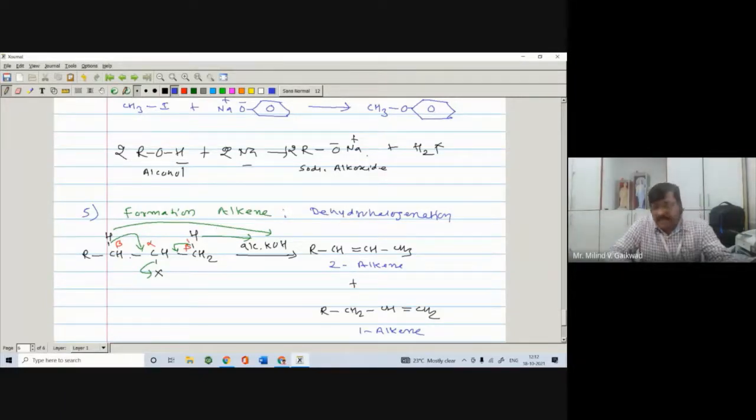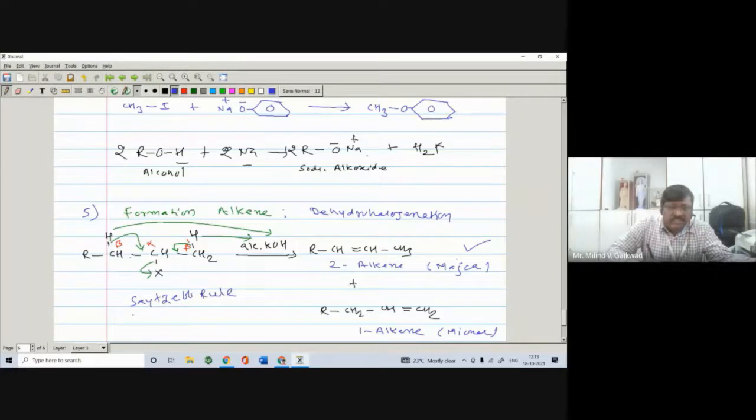In the basic first year we have already learned this reaction. The formation of two alkenes is the major compound, and the formation of one alkene is the minor compound. So why is it the major compound? The elimination is governed by the Saytzeff rule.